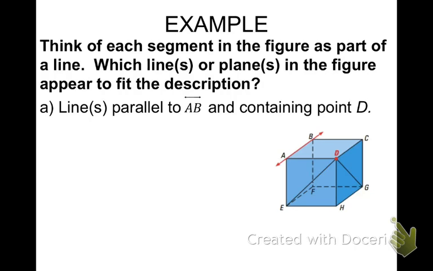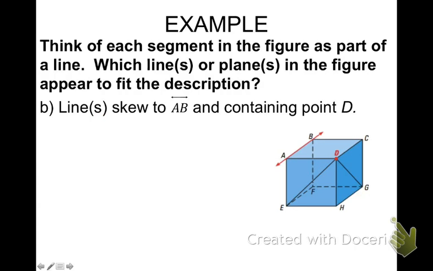Alright, so for this example, it's being more specific. It wants the line parallel to AB that contains point D. So which line is parallel to AB containing point D? Good. DC is your answer. So line DC. I don't think there's any other options for containing point D. So those two lines would be parallel.